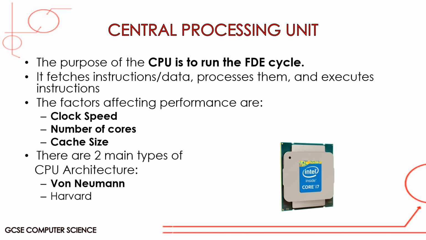First topic is the CPU. This stands for Central Processing Unit. The purpose of the CPU is to run the FDE cycle. That's the fetch, decode, execute cycle. It fetches instructions and data, processes them, and executes instructions. The factors affecting the performance are clock speed, number of cores, and cache size, and we'll go through these in a moment. And there are two main types of CPU architecture. The one that you need to know is called von Neumann.